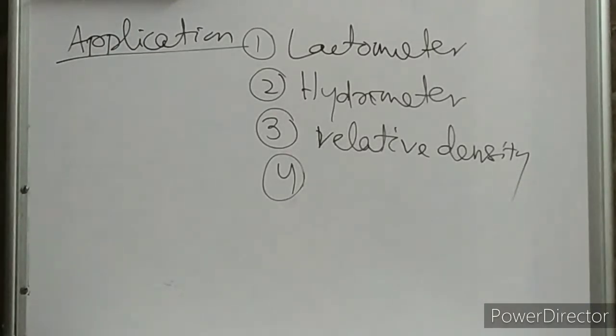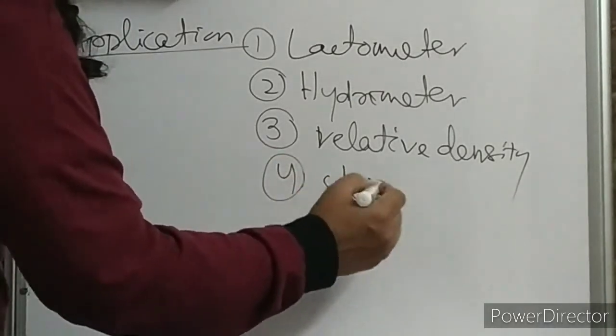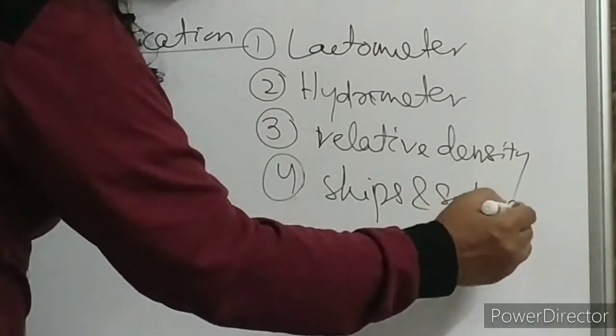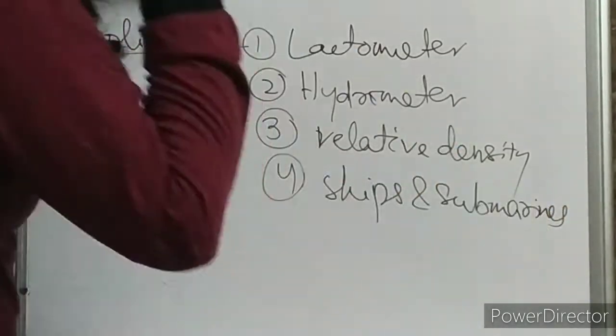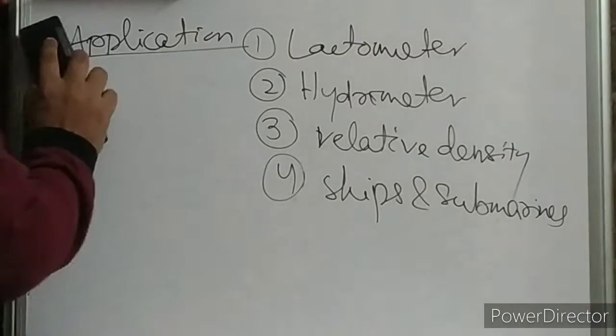This Archimedes principle is used in designing ships and submarines. Ships and submarines. Clear? These are small applications. So let us now try to find out how the Archimedes principle is applied in the case of ship and submarine.